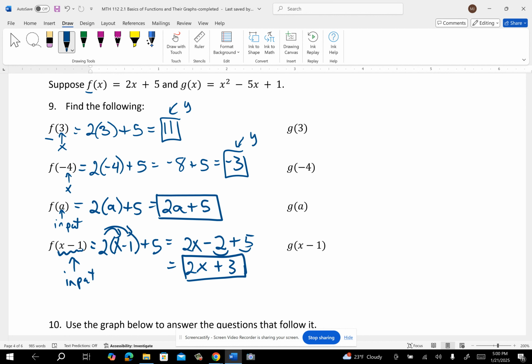Okay? Now we did g, but I'm going to go ahead and do it again. So because it said g, I go to this description, this rule, and g says to take your input and square it, do minus 5 times your input and add 1. And then you can work that out. You can type that in and hit enter or work that out, and you'll get, let's see, 9 minus 15. That would be negative 6 plus 1. That would be a negative 5.